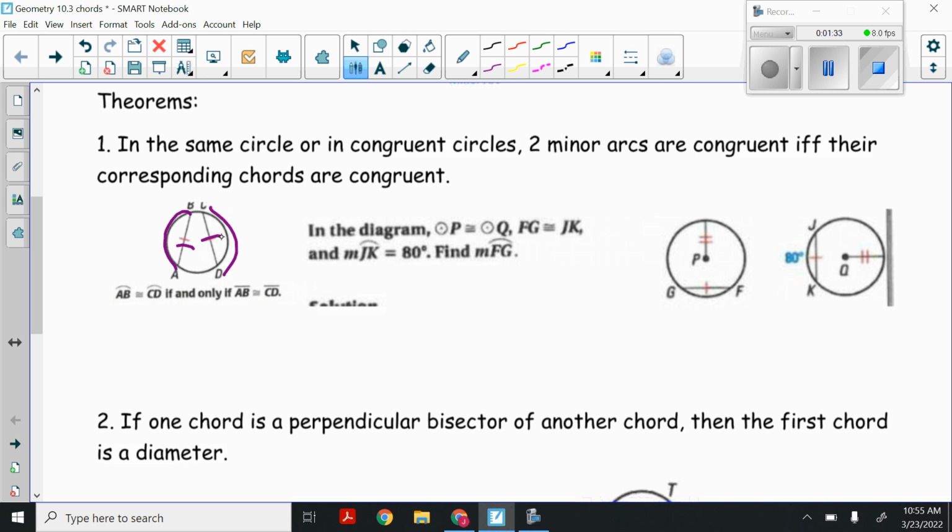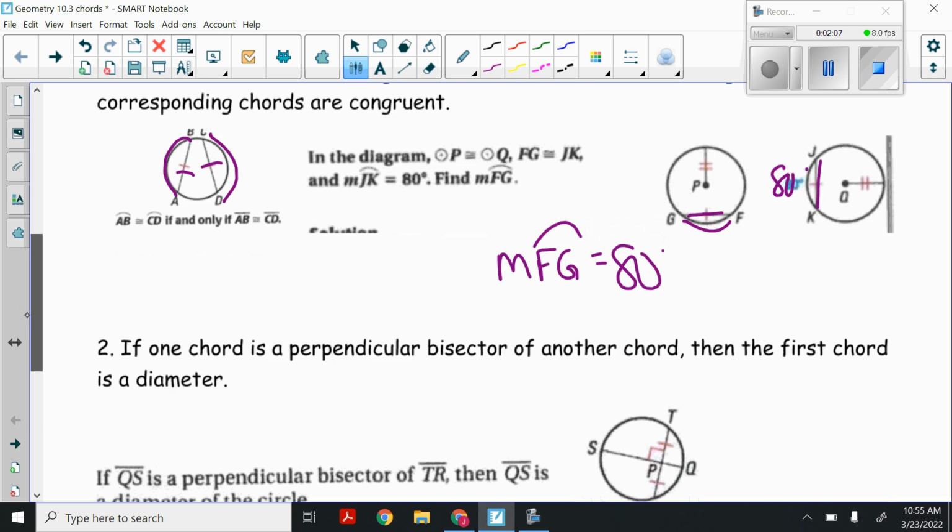So it says in the diagram, circle P is congruent to circle Q, and we see that they have the same radius. FG is congruent to JK. The measure of arc JK is 80. Find the measure of arc FG. Well, they have to be the same. So the measure of arc FG would also be 80 degrees. Okay. So two minor arcs are congruent if and only if their corresponding chords are congruent. And so since they told me that this chord JK and GF were congruent, then I know that their minor arcs are congruent.